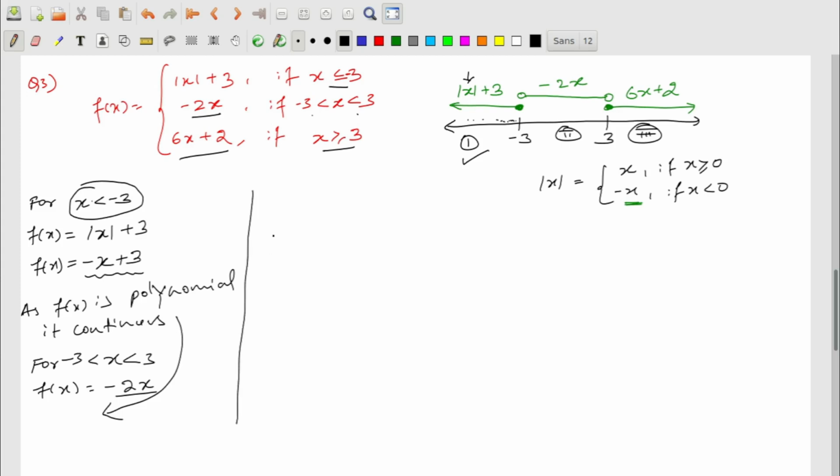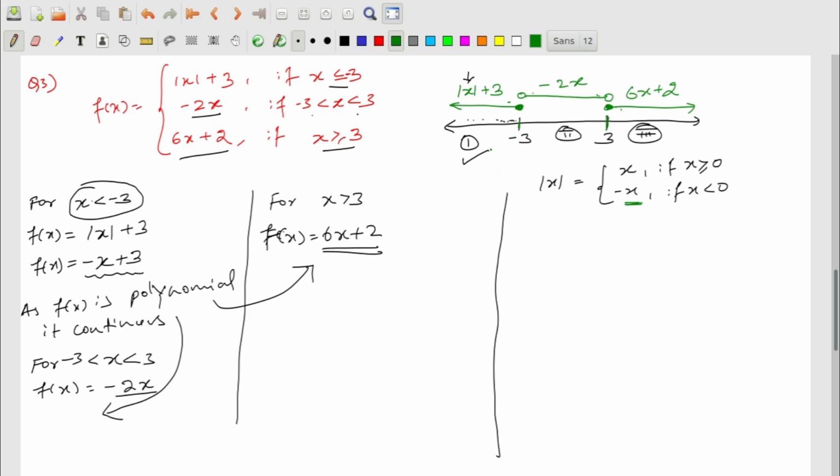So now we got the second region, and then for x greater than 3, that is the third region, again f of x, the function, is 6x plus 2, which is again a polynomial. So write the same here. For all the three regions, we have three different polynomial expressions, hence they are continuous. So once you are done with the regions, you need to take specific points now, because at x equal to minus 3 the function is changing, and at x equal to 3 again the function is changing.